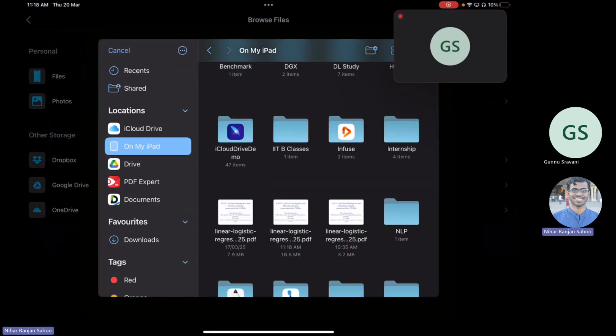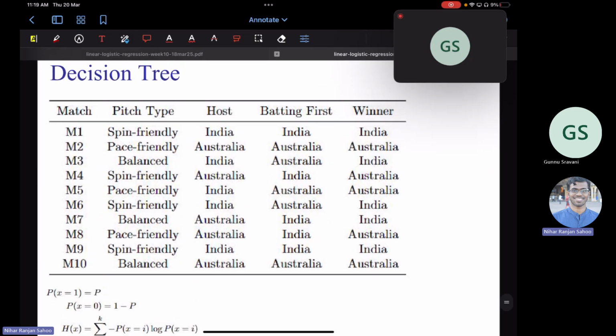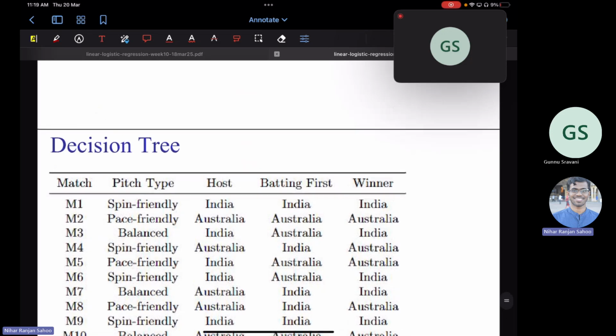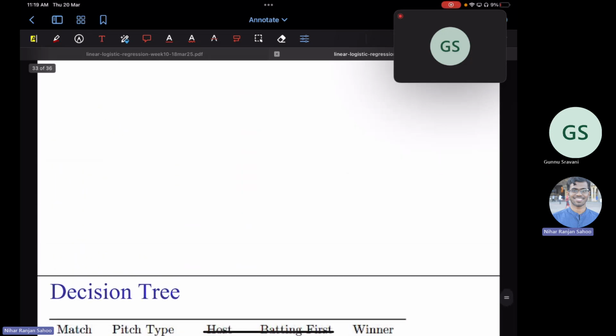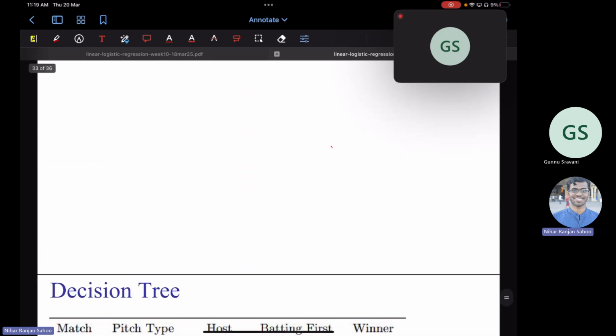Let's quickly discuss the decision tree. Okay, now coming to decision tree. So what we discussed in the last class was something called the parameter estimation method, right?